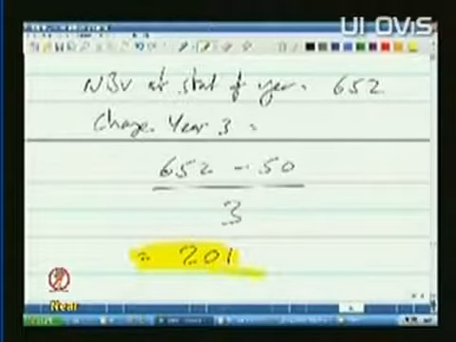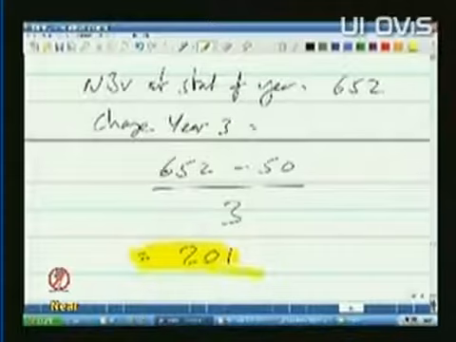So in year 1 we had a depreciation charge of 180, in year 2 we had a depreciation charge of 168, and in year 3 we have a depreciation charge of 201. Now all of this is all very well and good, but what does it actually mean? I'll leave that up for a second while I carry on talking, because I can see some of you are still writing it down.